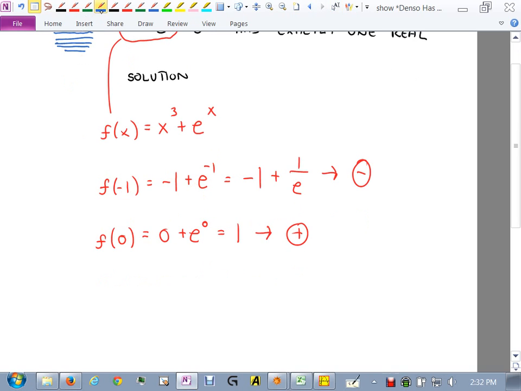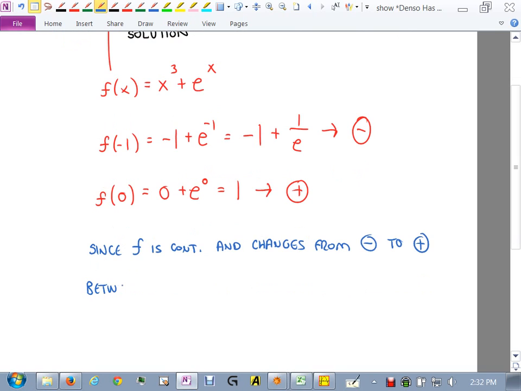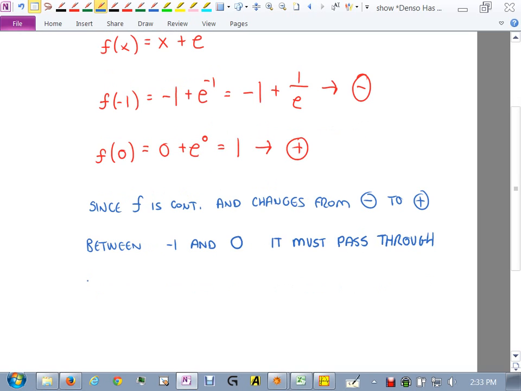So I'm going to summarize this. Since f is continuous and changes from negative to positive between negative 1 and 0, it must pass through y equals 0, right? The x-axis.